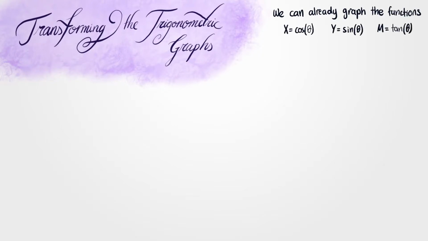This is going to be a lesson on the transformed trigonometric graphs. Now we already know how to graph the cosine, sine, and tan of theta. But now we want to figure out how we can graph versions of these functions that are a little bit more complicated. So we want to graph all of the functions in one of these four forms.